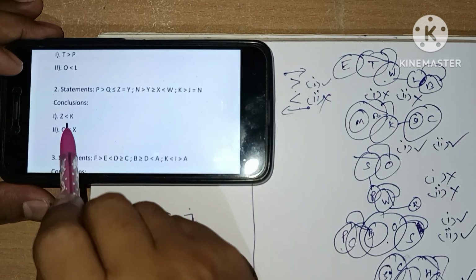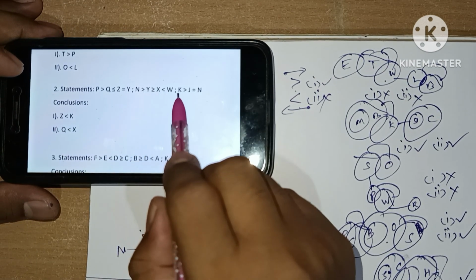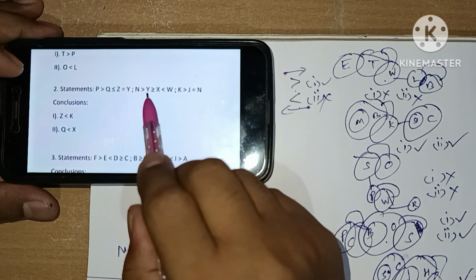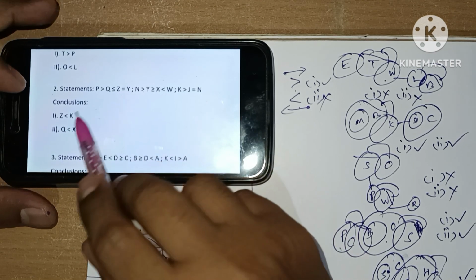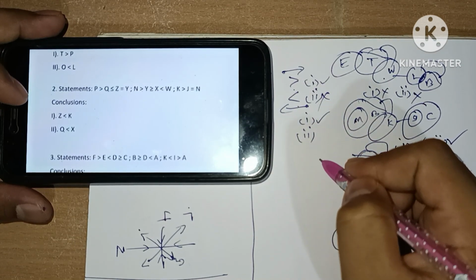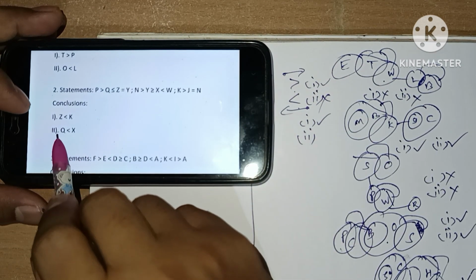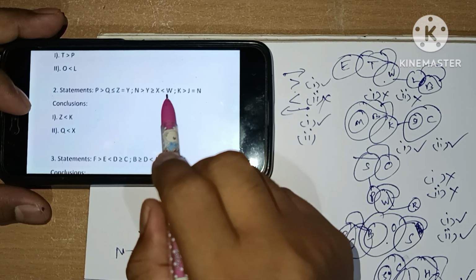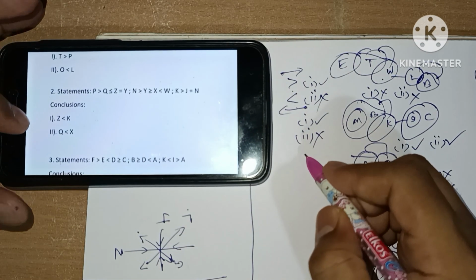Second question, the flow from K to Z. From K, we can reach to J and N. From N, we can reach to Y. From Y, we can reach to Z. So first conclusion will be true. Second conclusion, the flow from X to Q. From X, there is no flow. So second conclusion will be false.